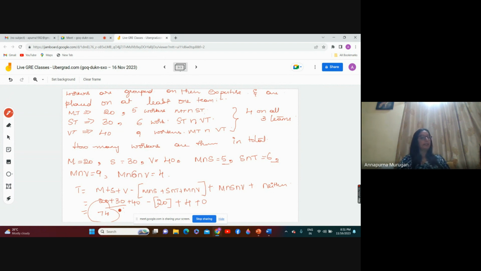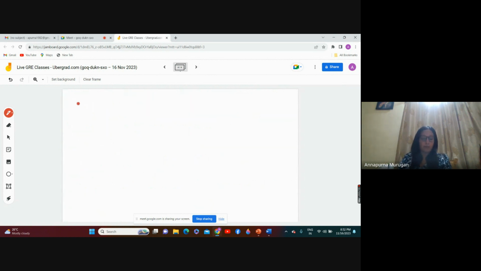I said we'll be using two important formulas. The first formula is this. In the first formula, individually in each team, how many people are there, and the intersections of two sets and intersection of all the three sets, and the neither will be there. This is the thing.